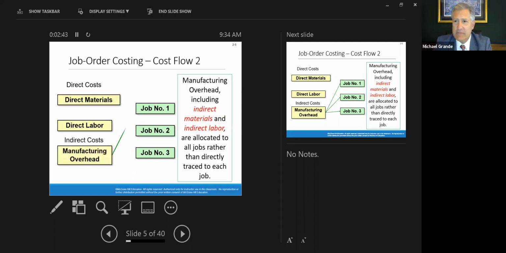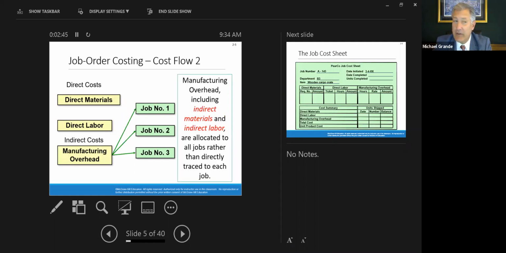The third component, manufacturing overhead, which I talked about, includes indirect materials and indirect labor, and is allocated to all jobs rather than directly traced. It is virtually impossible to trace overhead to any particular job. So what we want to do is come up with some sort of allocation factor.